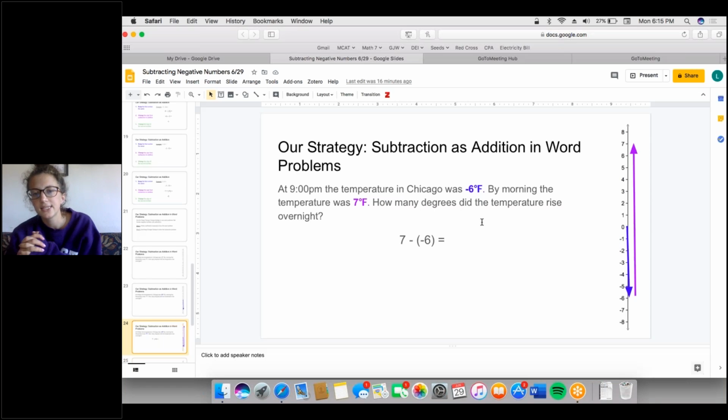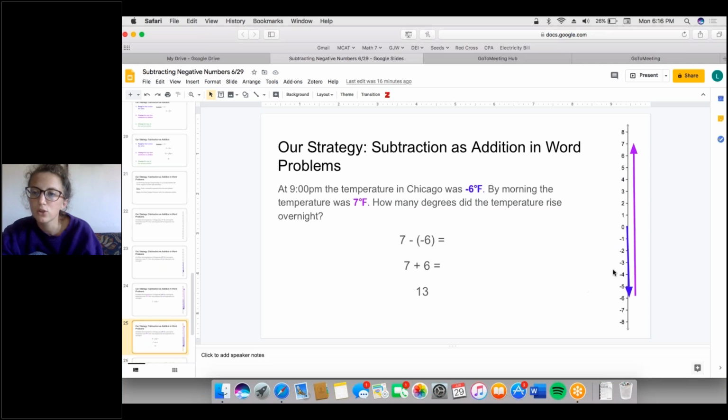In front of me, I see a subtraction problem with positive and negative numbers. So I'm going to use keep, change, where I keep the first number the same, I change subtraction to addition, and I change the sign of my second number from negative to positive. So 7 minus -6 really means 7 plus 6, and I get 13.